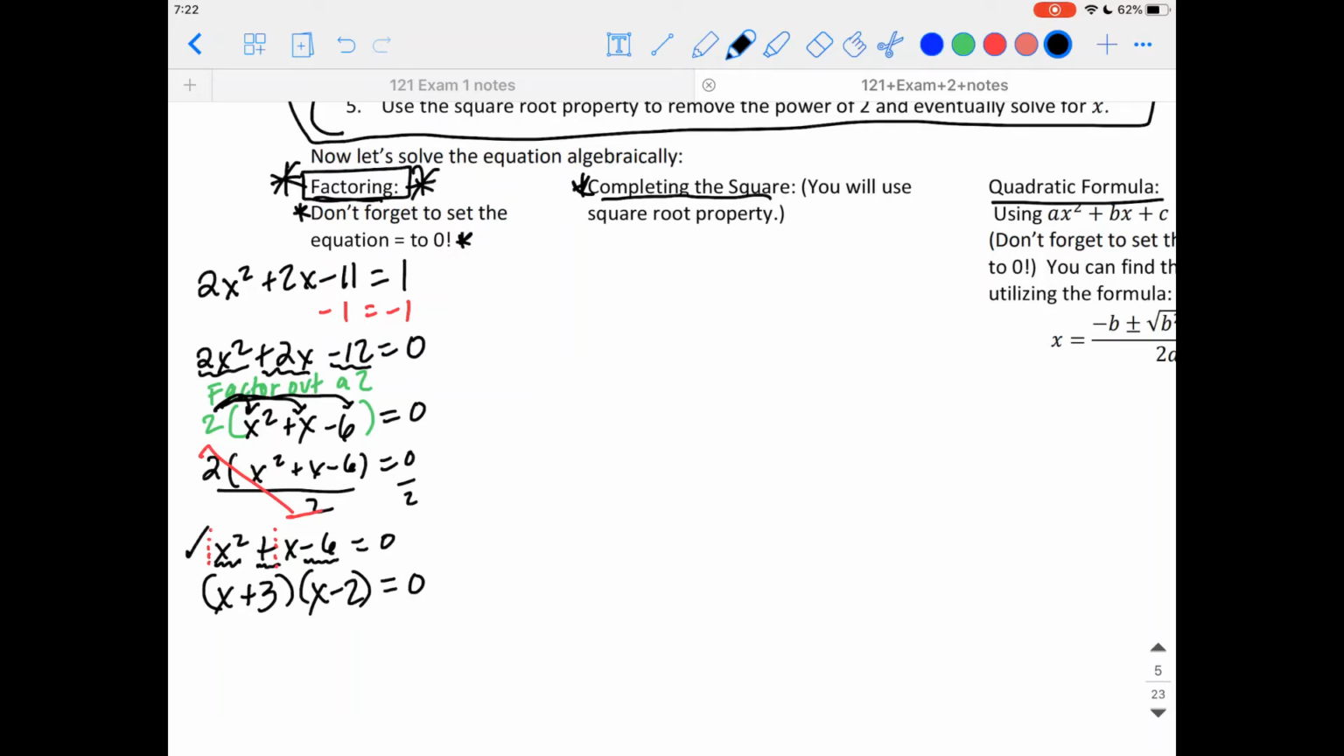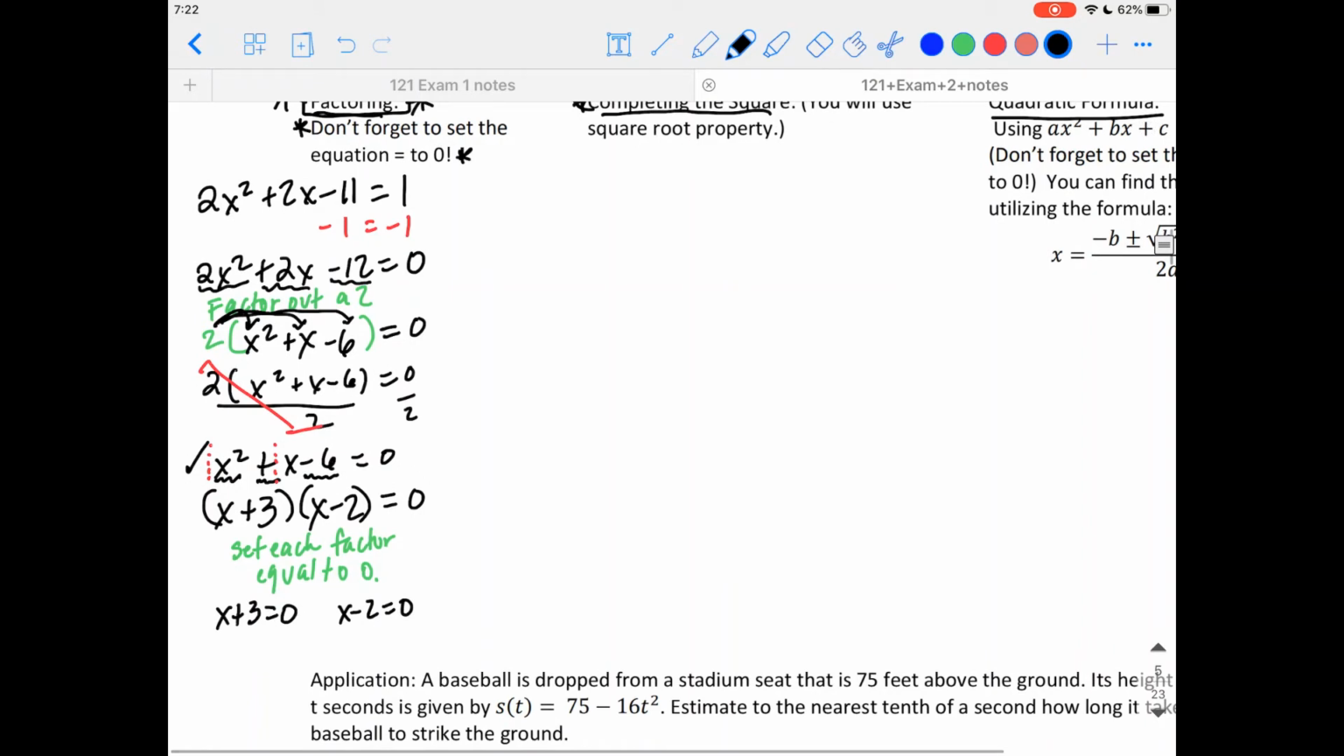The next thing that you need to do is set each factor equal to 0. So what is a factor? It's anything that has a variable. So it's going to be x plus 3 is equal to 0, and the other one is x minus 2 equal to 0. And then we solve for x.